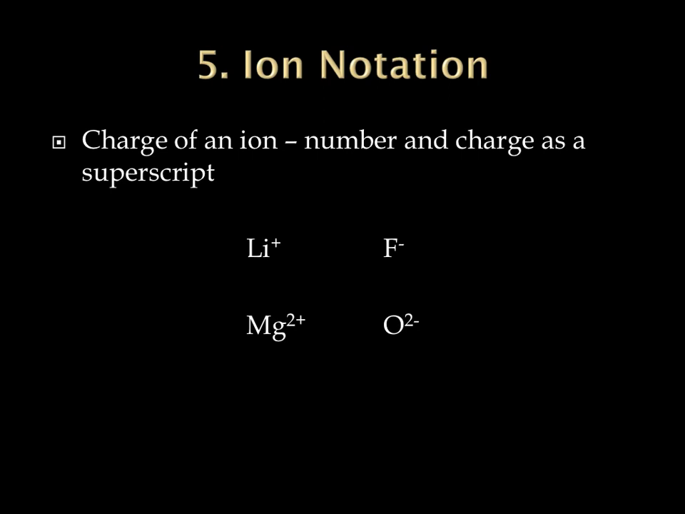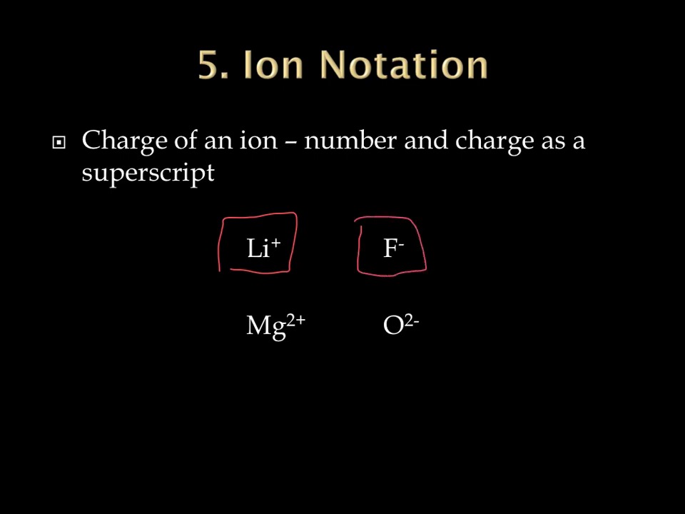So we just put a little plus. The 1 is kind of implied, right? Kind of like when you're writing 1x in math, you don't put the 1 in front of it. The 1 is implied. Same with fluorine. Since it gained 1 electron, it becomes a -1.